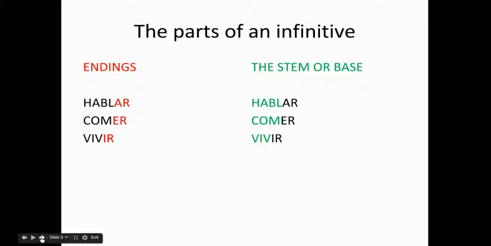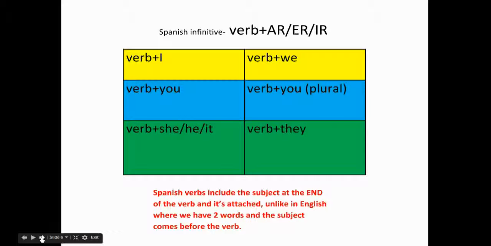The parts of the infinitive. We have the endings, as we just stated, AR, ER, and IR. And then we also have the stem or the base of the verb in green. So when we look at the chart, we can see we put the infinitive at the top, and it says verb, and then it has the endings.